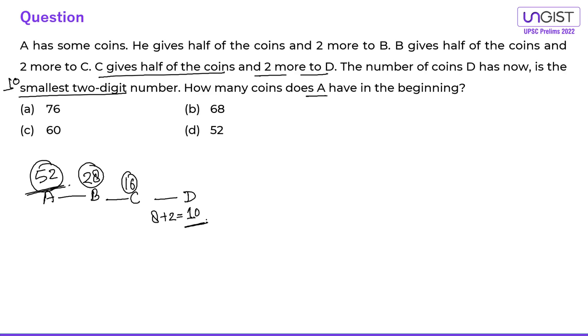Clear? So this was a simple question. You are using the reverse manner: you can use the value 10 and just go in reverse direction, so you can easily find the answer. Or you can use the options also. But this method, using the reverse process, is more convenient. So the answer is option D, 52. All right, now let's move to the next question.